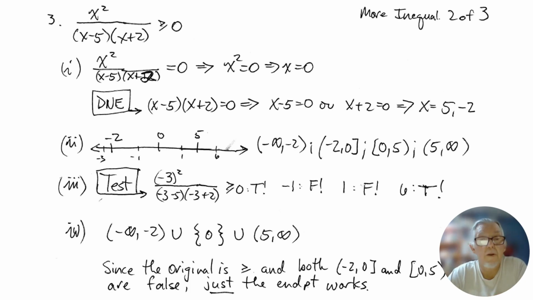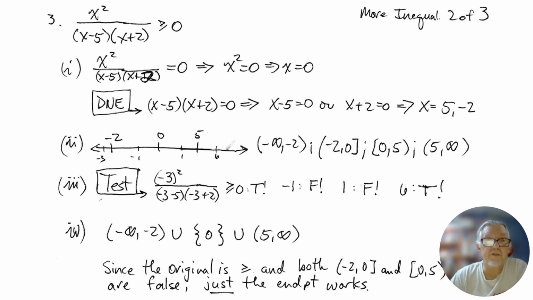All right. So x squared over x minus 5 times x plus 2 greater than or equal to 0. Replace inequality with equality. Multiply both sides by the denominator. I get x squared equals 0, which implies that x is 0. So that's my equation number. Does not exist?